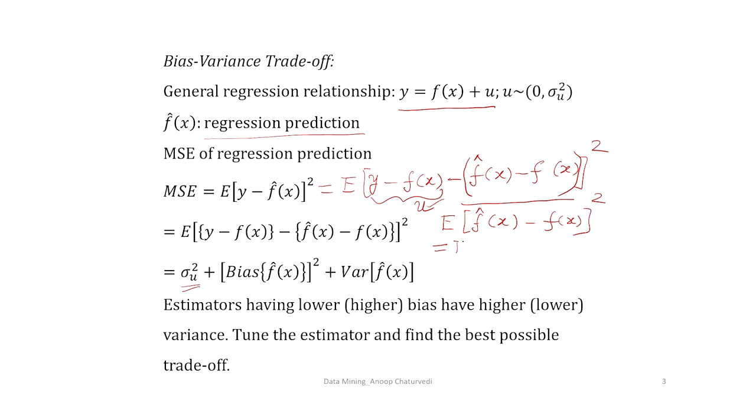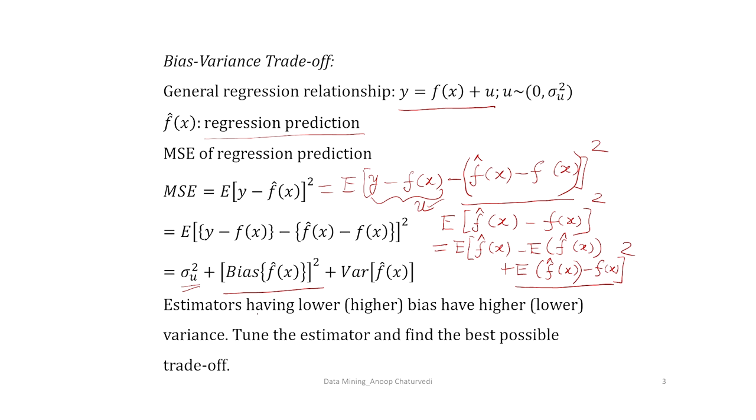You can write this part as the expectation of (f hat(x) minus expectation of f hat(x) plus expectation of f hat(x) minus f(x)) whole square. And then you can simplify it, and ultimately you obtain the bias of f hat(x) whole square plus the variance of f hat(x). If you take the square of this term, and since this is a constant, its expectation is the same constant, so you get the expectation of f hat(x) minus f(x) whole square, which is the bias of f hat(x), and then you have the square of this term, the expectation of which gives you the variance of f hat(x).